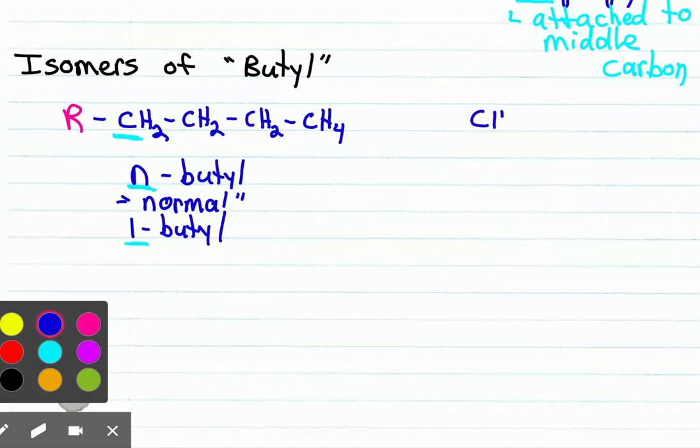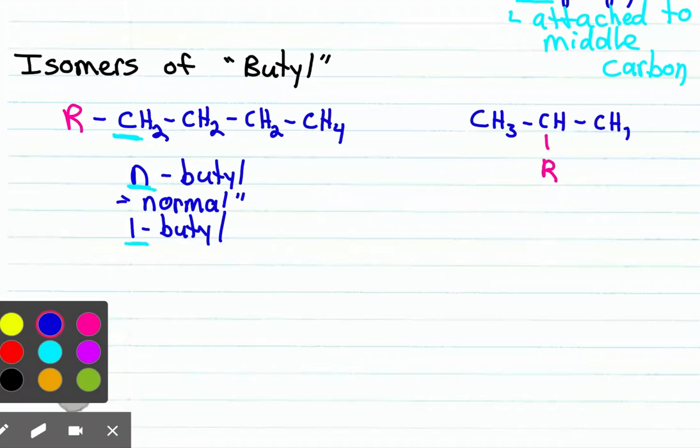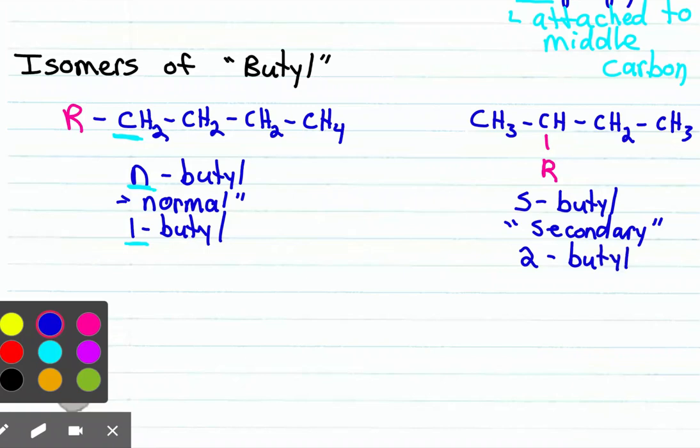The next butyl side chain is going to look like this. It's just one H. Here, it's when our parent chain is attached to the second carbon in our side group. So we get something that looks like this. This is called S-butyl, for secondary, because it's on the second carbon. But it's also just called 2-butyl. So sometimes you'll see it called S-butyl and sometimes you'll see it called 2-butyl because that R is attached to the second carbon.